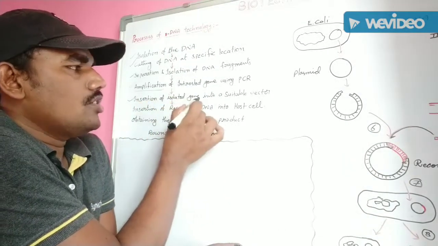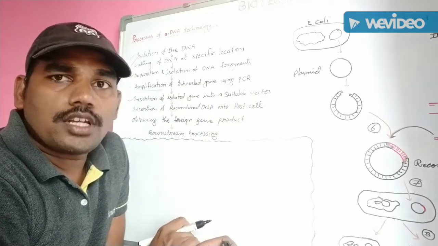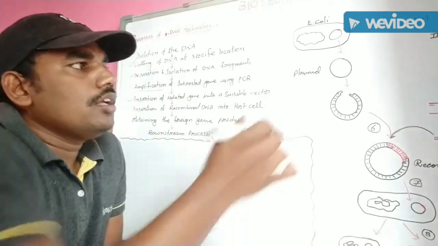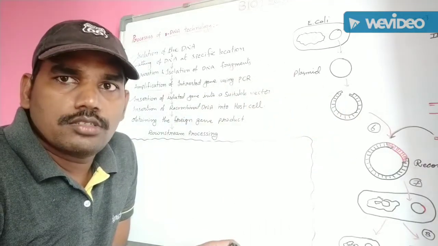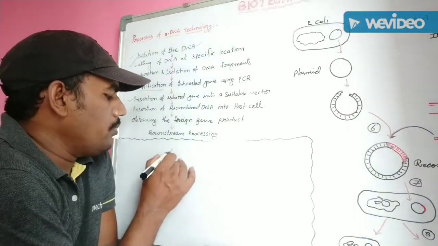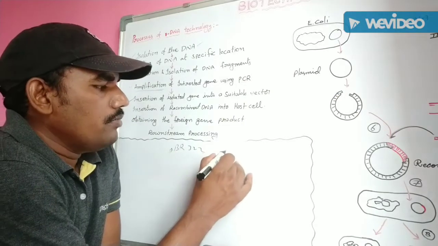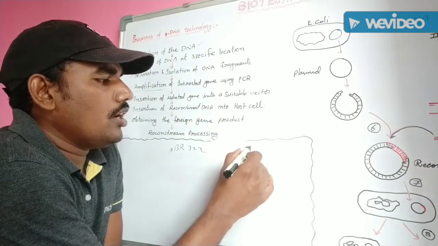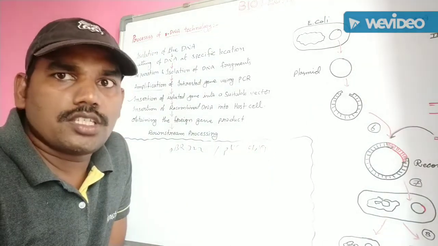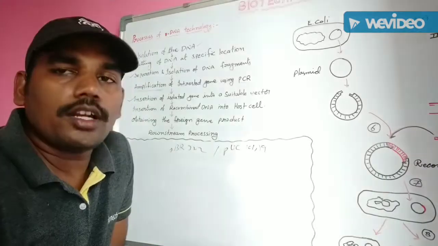Insertion of isolated gene into a suitable vector. Vectors are helpful for transforming rDNA into the particular host organism. Plasmids are used as vectors. Basically, some artificially synthesized plasmids like pBR322 and pUC19 are utilized extensively as vectors in biotechnology.